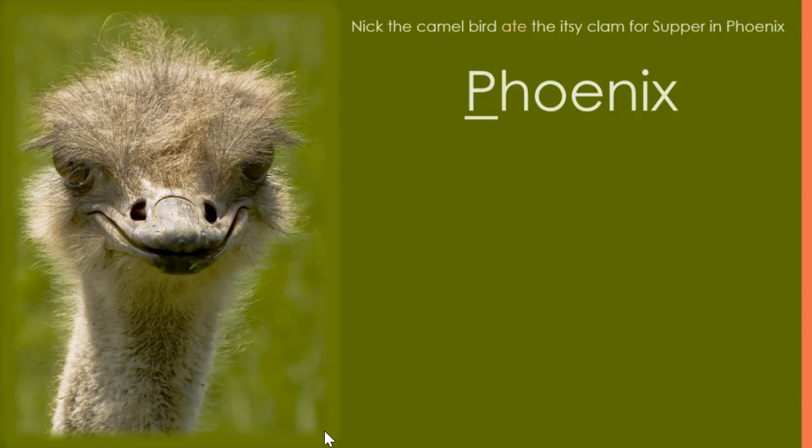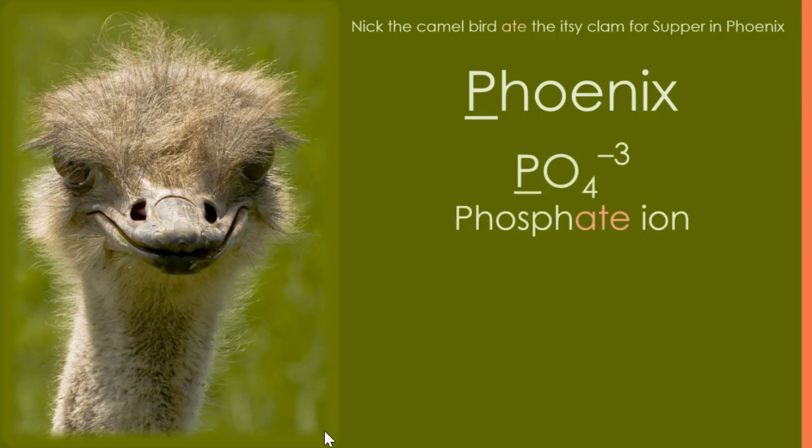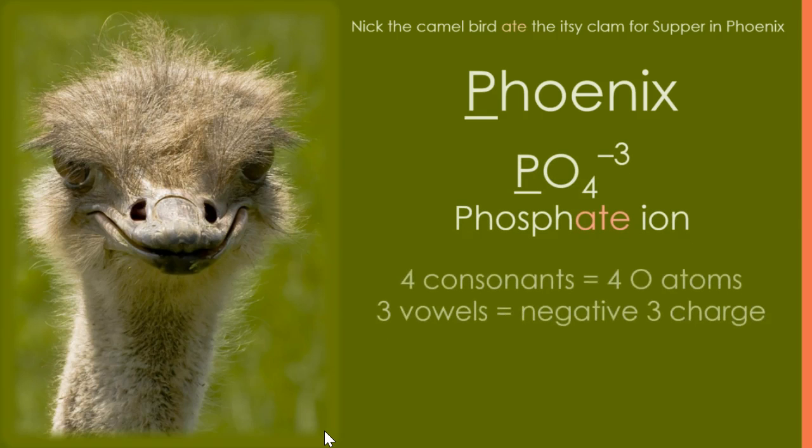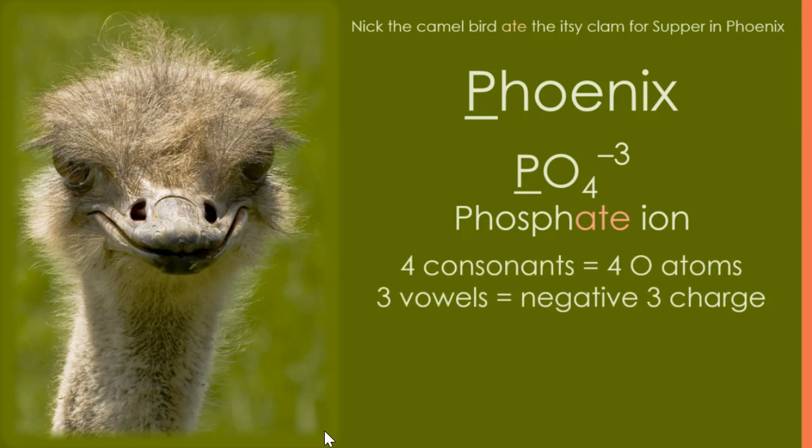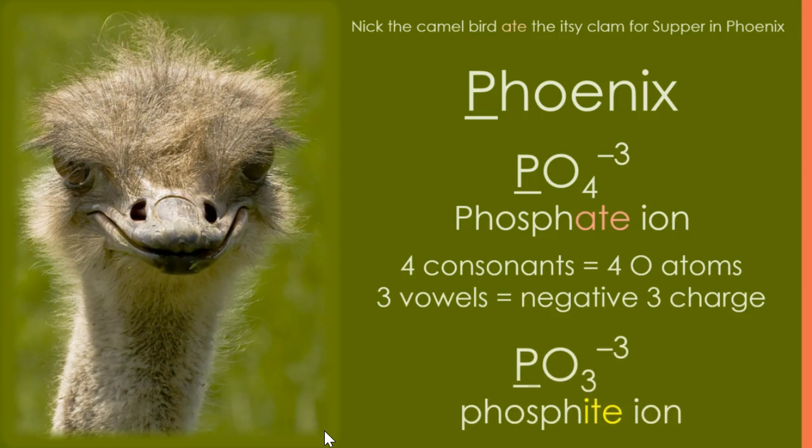Phoenix. Phoenix starts with P, and so does phosphate. Phoenix, the word, has 4 consonants. Phosphate, the ion, has 4 oxygen atoms. There are 3 vowels, and phosphate has a -3 charge. Phosphite, same charge as phosphate, 1 fewer oxygen.